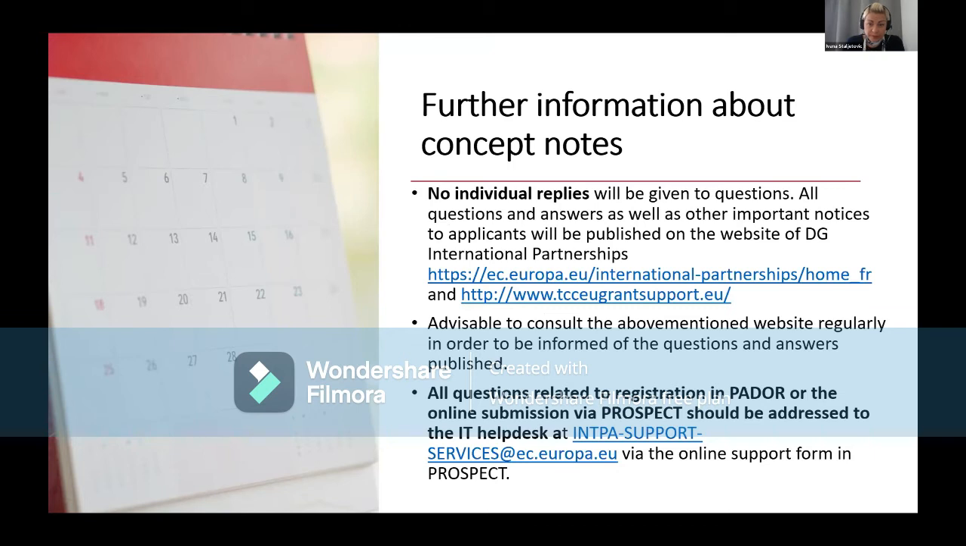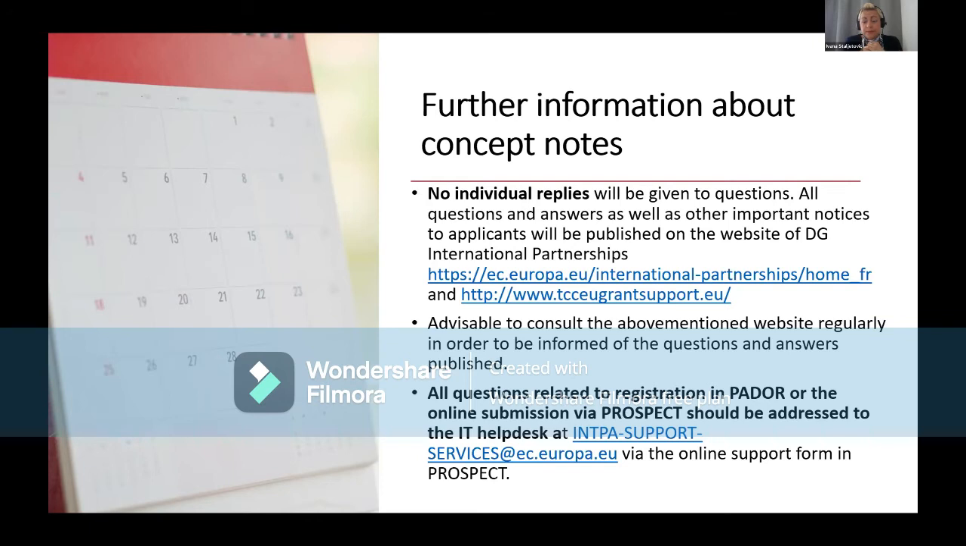No individual replies are given to the questions from the side of the contracting authority. All the questions that were asked will be published together with the answers for everyone, to ensure equal treatment. We also plan to publish it on our project, GST project web pages. You can have the link here.